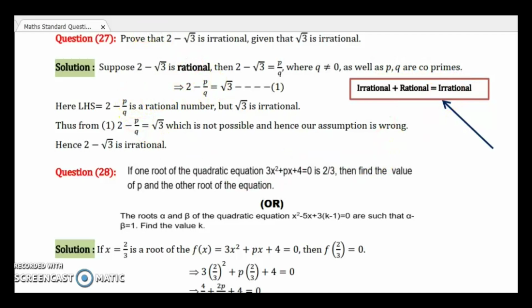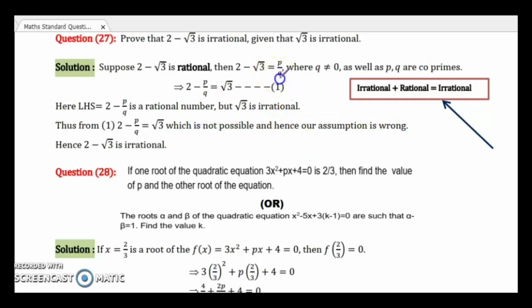Okay, therefore bring this answer to the other side. That means bring this root 3 to the other side and p by q to this side. That is 2 minus p by q equal to root 3. Come on, see the left hand side. The left hand side is going to be a rational quantity, but the right hand side is going to be an irrational quantity. Therefore, everybody knows a rational quantity cannot be equal to an irrational quantity. Why did such a thing happen?